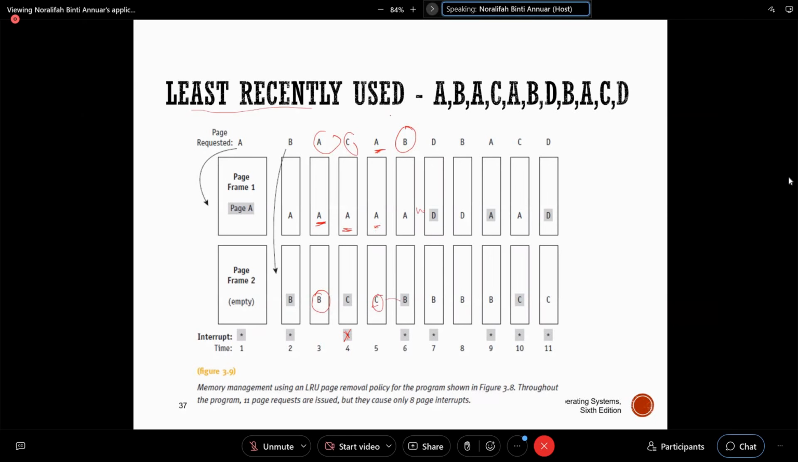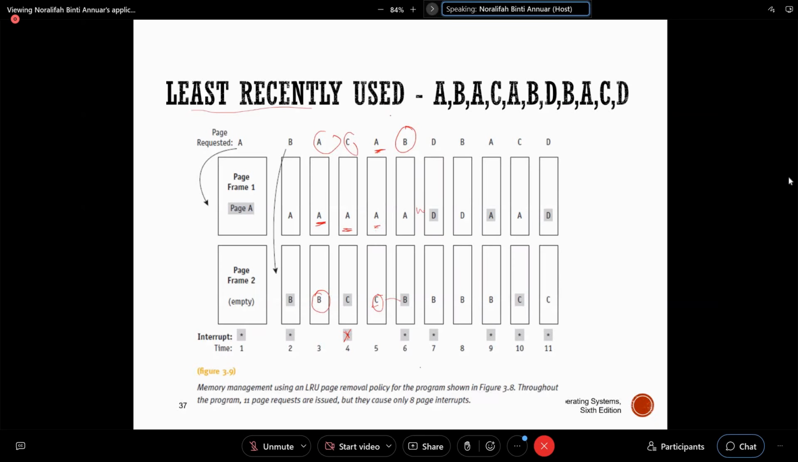Tu beza dia FIFO dengan LRU. LRU adalah yang baru digunakan. Yang baru digunakan tak boleh dikeluarkan even though they're the longest inside the main memory. Compared to FIFO, although they've been requested repeatedly many times, but if they're the longest inside the memory, you have to swap them out. Okay? Kalau LRU tak. In this stage, LRU is better than FIFO.